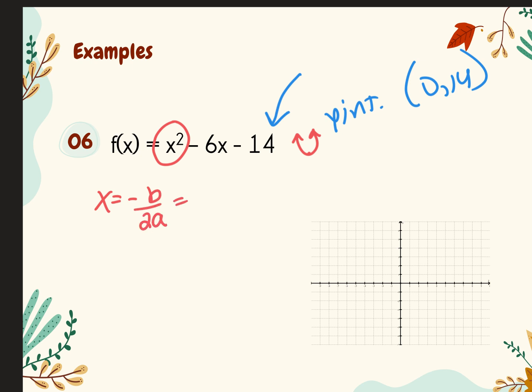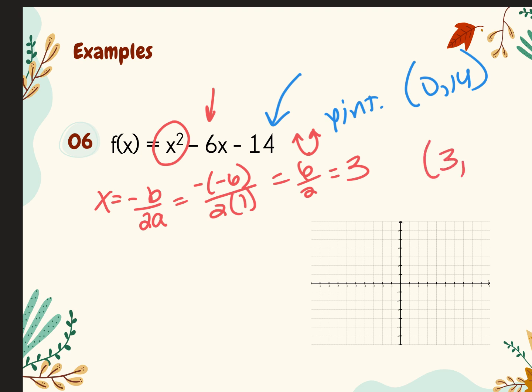Well, in this case, my b is negative 6, so I have negative 6 divided by 2 times the a term, the number in front of x squared, which is 1. So I have 6 divided by 2, which equals 3. So the x part of my vertex is 3. How do we figure out what the y is? We're going to plug that into my equation.